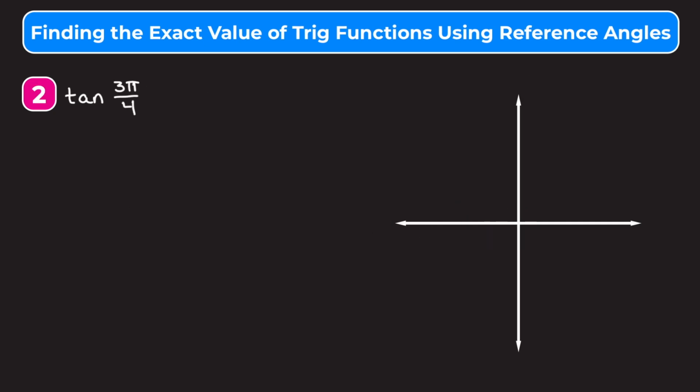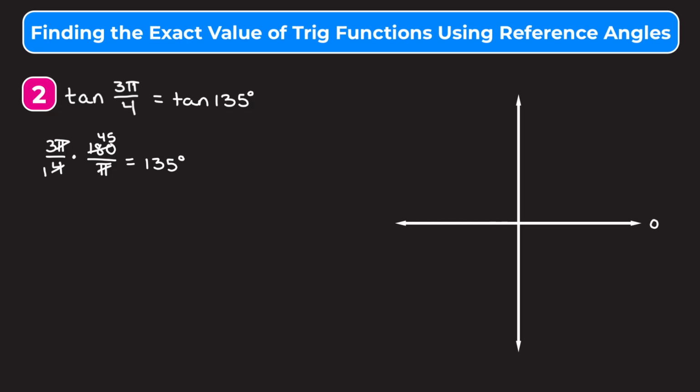For question 2, we have the tangent of 3 pi over 4. I think it's easier to deal with degrees, so first we're going to change 3 pi over 4 into degrees. To change radians to degrees, you multiply by 180 over pi. The pi's cancel out, and now we cross reduce the 4 and the 180 by dividing them both by 4. 4 divided by 4 is 1, and 180 divided by 4 is 45. Now we multiply 3 by 45 to get 135 degrees. So this is the same as the tangent of 135 degrees.